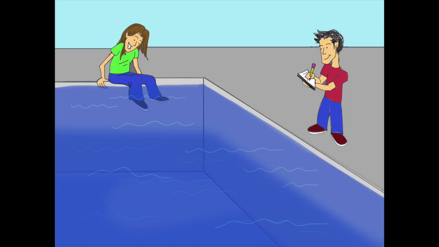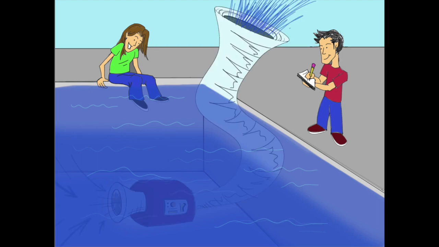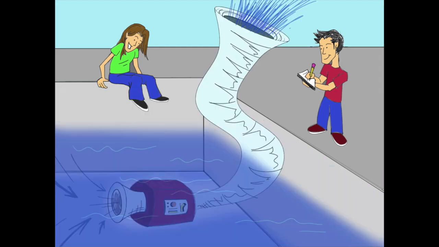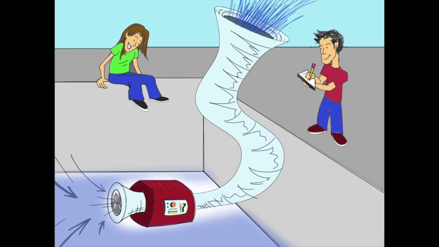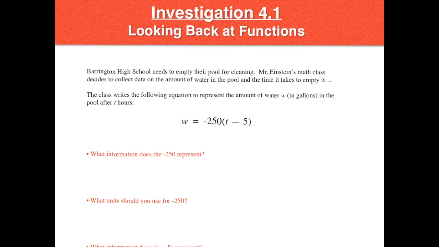So again, we start with a full pool. We place the water vacuum inside, and after about a couple hours, we get it half full, and eventually we get it completely empty. And the goal is to find out how long does that take, and again, how much water were we able to take out. So now that we got a better grasp of the situation, we can look again at the question being posed.